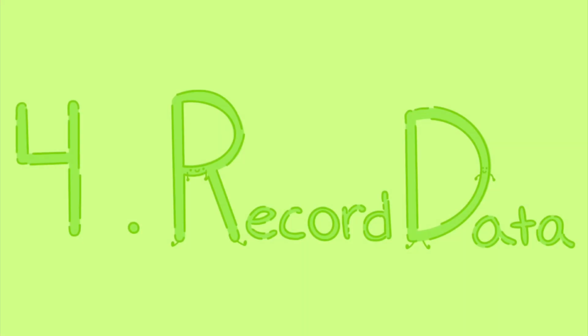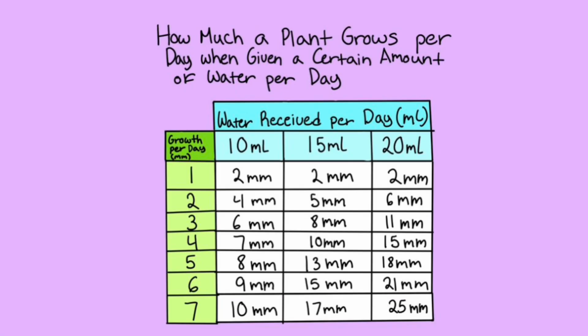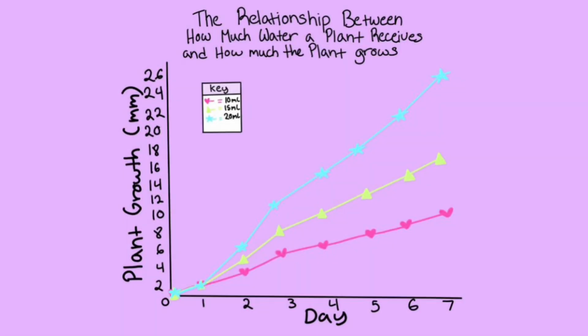Step 4. Record data. After the experiment has finished, the data from it can be taken and recorded in a table. This data can also be used to create a graph to show the relationship between the 2 variables. Here are 2 made-up examples of how a graph or table could look. These 2 examples are related to how a certain amount of water affects plant growth.